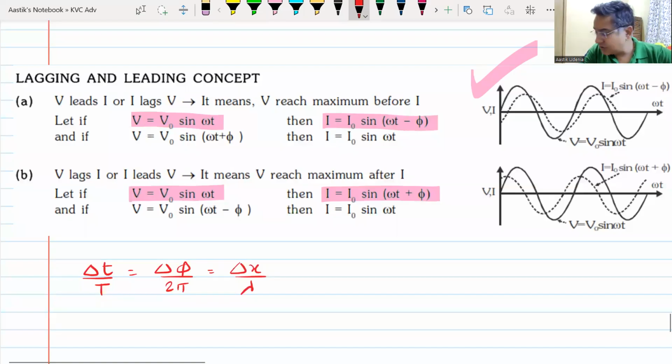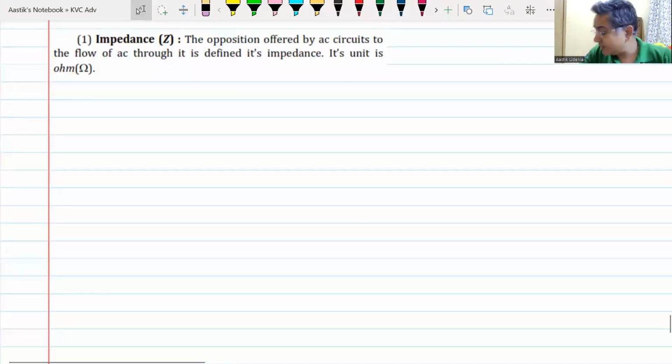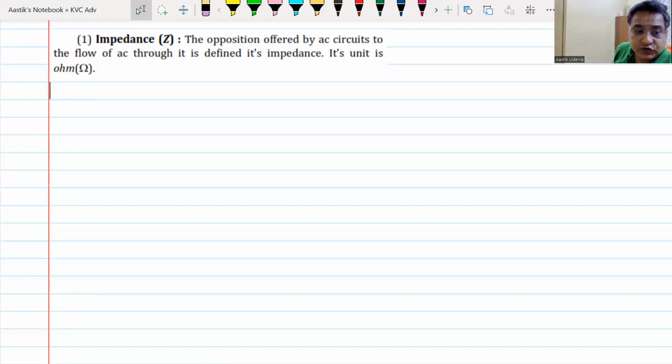Then we come to the next terms. In this chapter, everything is basically terms. The first term that we are going to study is known as impedance, denoted by the letter Z. Have you heard this term, impedance? Denoted by the letter Z. This impedance is the resistance which is offered by an AC circuit to the flow of AC current.